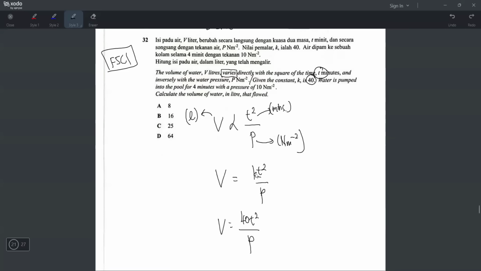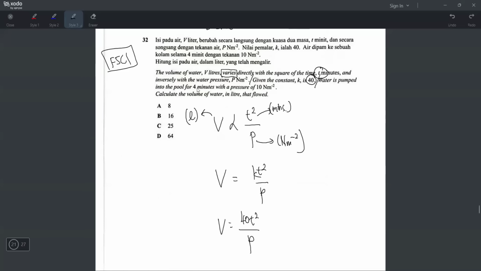Usually we have to find ourselves one, the K. Usually kita yang kena cari sendiri K tu. And macam mana dia akan tolong kita cari, dia akan bagi kita nilai V, T dengan P. Dia akan bagi full information yang kita kena ganti and cari K sendiri. Tapi soalan ni dia dah bagi K siap-siap, so tak boleh skip step yang tu lah. And then straight away baca next line.